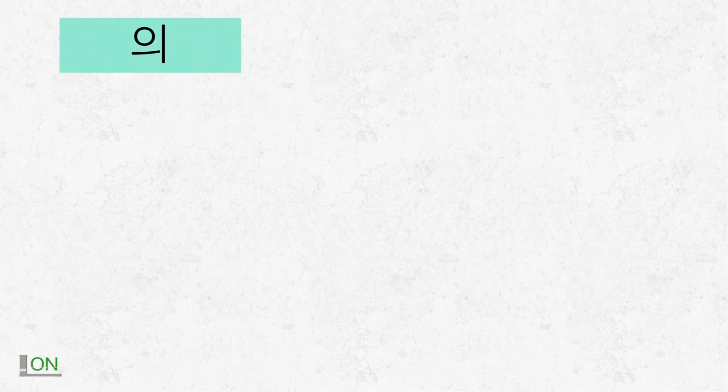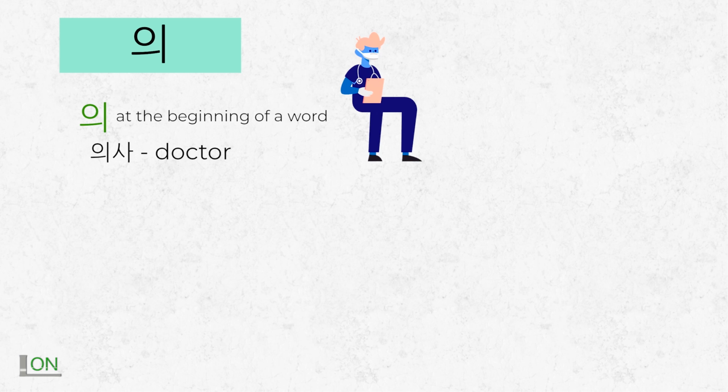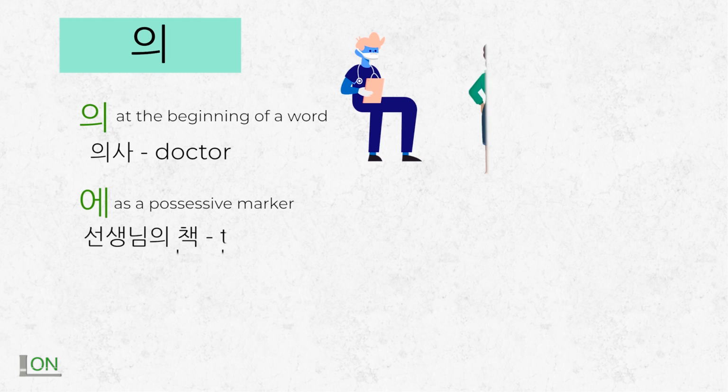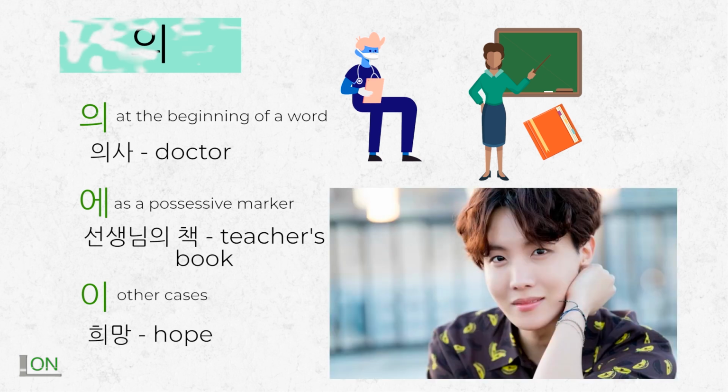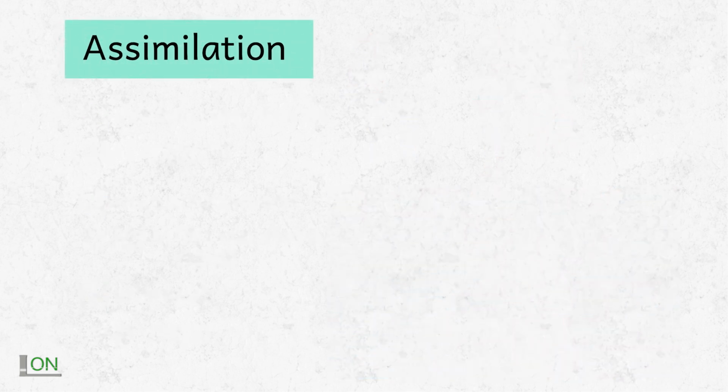We pronounce this letter as 의 at the beginning of a word. For example, 의사, doctor. We pronounce 의 as 에 when it is a possessive marker. For example, 선생님의 책, teacher's book. And we pronounce this letter as 이 in other cases. For example, 희망, hope.